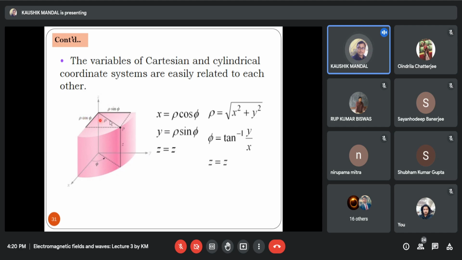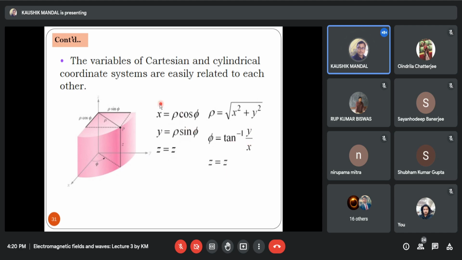So what will be the value of x? The component along the x-axis is rho cos phi. Along the y-axis it becomes rho sin phi. What about z? Along the z-axis it is itself z. So x equal to rho cos phi, y equal to rho sin phi, and z equal to z. Now inversely, how can you find rho? Rho equal to root of x square plus y square. What will be phi? That will be tan inverse y by x. And z equal to z.